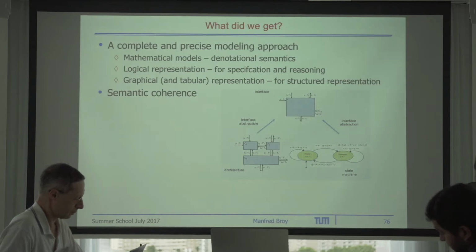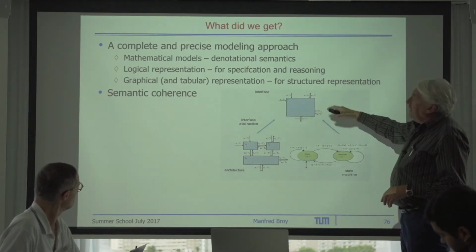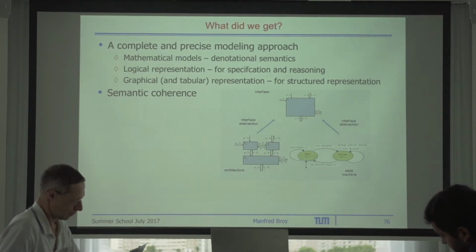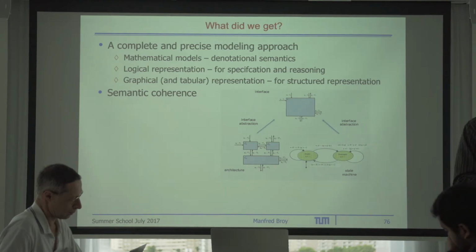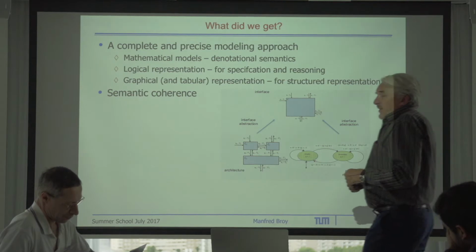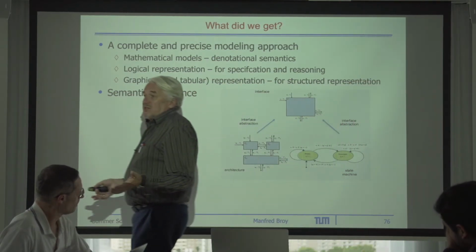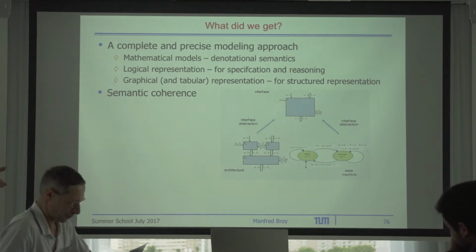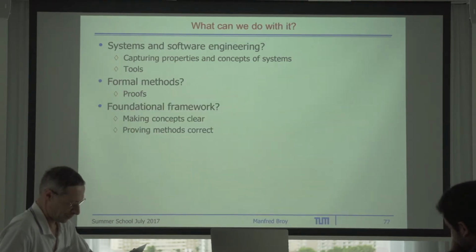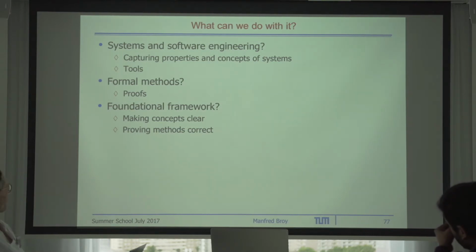And semantic coherence is what I introduced some slides ago, that those things have to fit together. And they would never fit together if you look just at graphical stuff. UML is just putting things together. So it should not be called a unified modeling language because it's not unified. It's a united modeling language, like the United States. And so it's not coherent, like the United States. So what can we do with it?